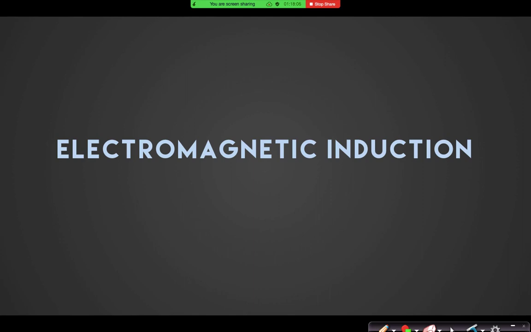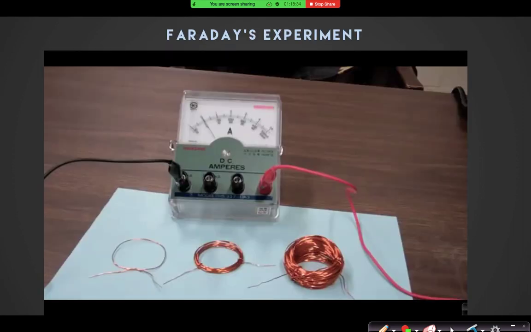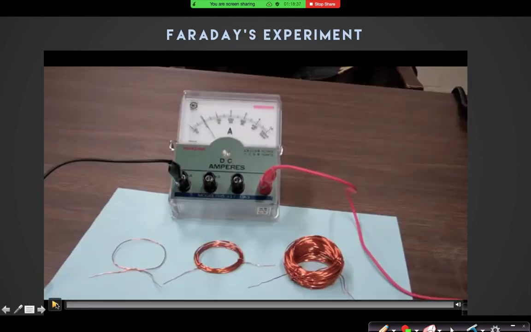Right? The first thing that was observed for electromagnetic induction was observed by Michael Faraday, around 1830 or 31. Michael Faraday did a very common experiment. You can also do that experiment at your home. I will just show you a brief of this experiment, right? Just look at this experiment.